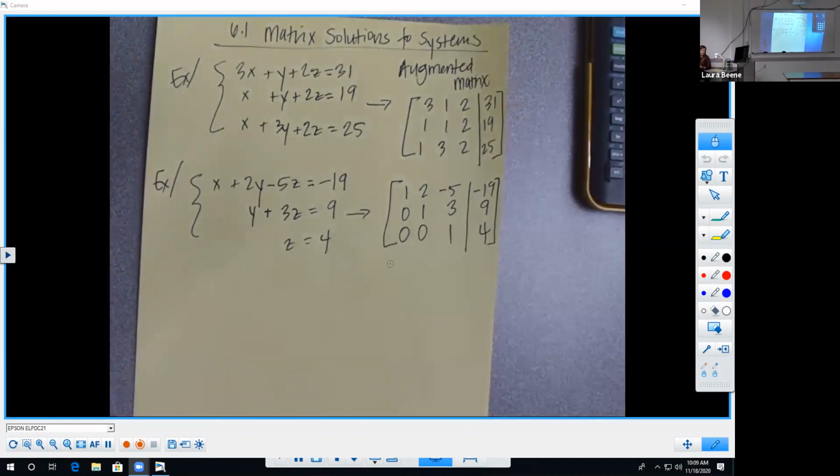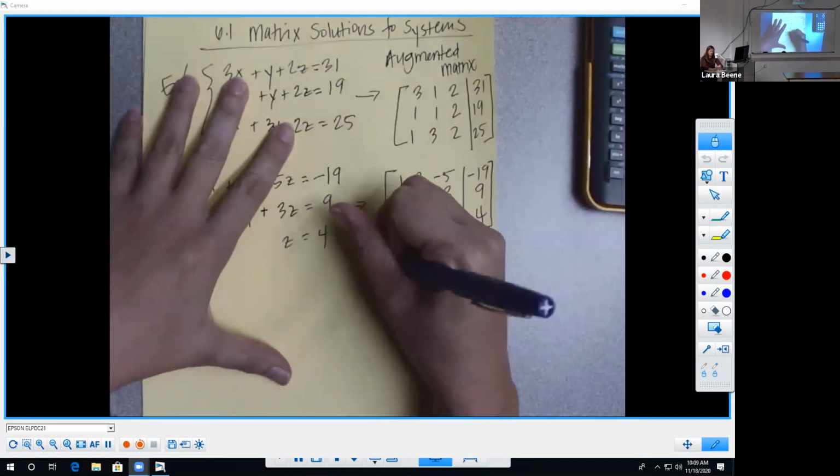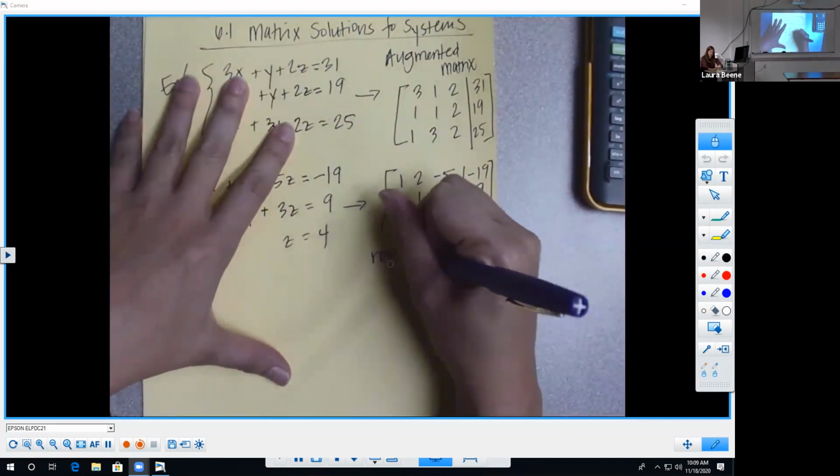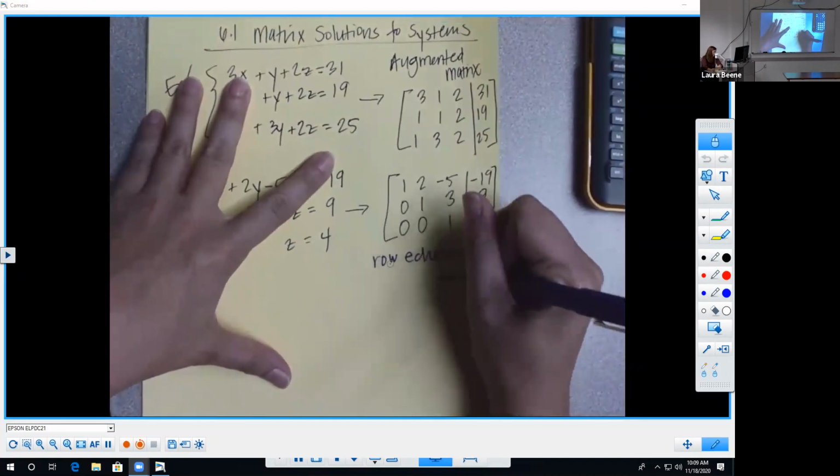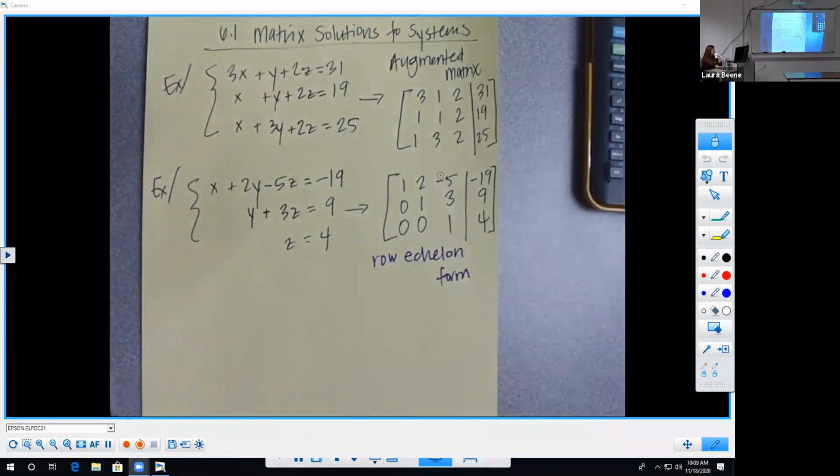Okay, this is really special. This is called row echelon form. All these funny names today. Okay, so this specifically is called row echelon form. Let me verify I spelled that right before we write that down. E-C-H-E-L-O-N, yes.